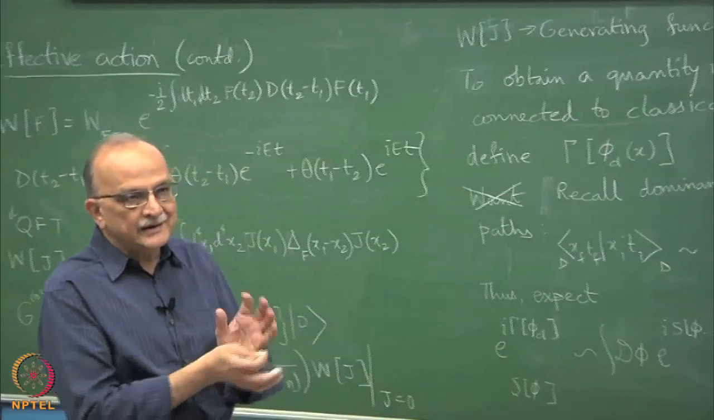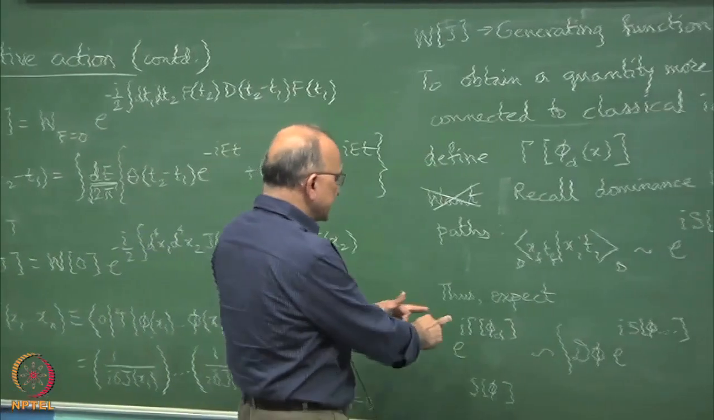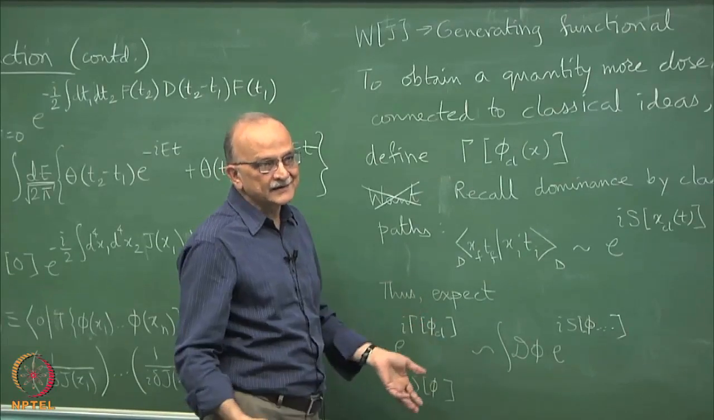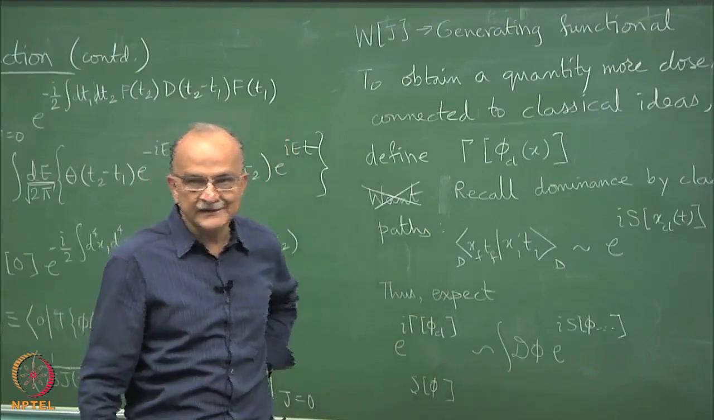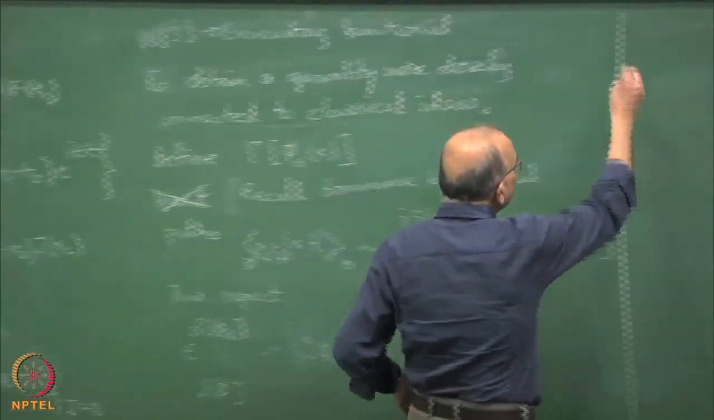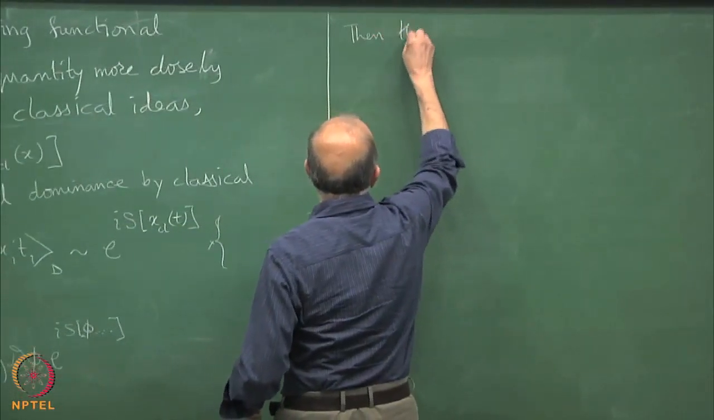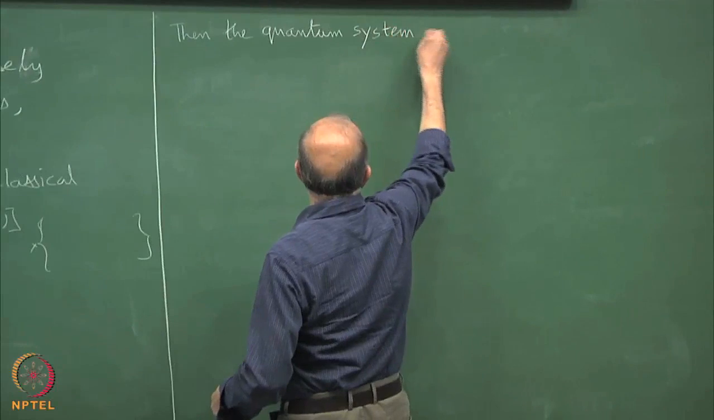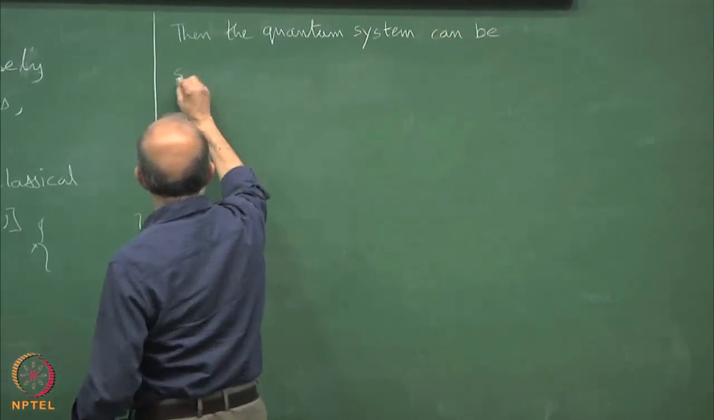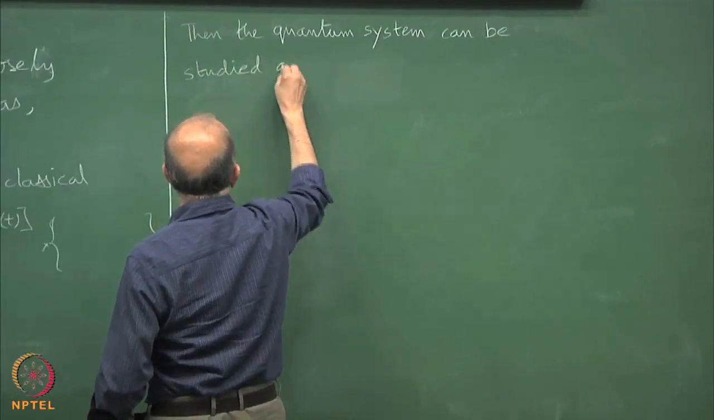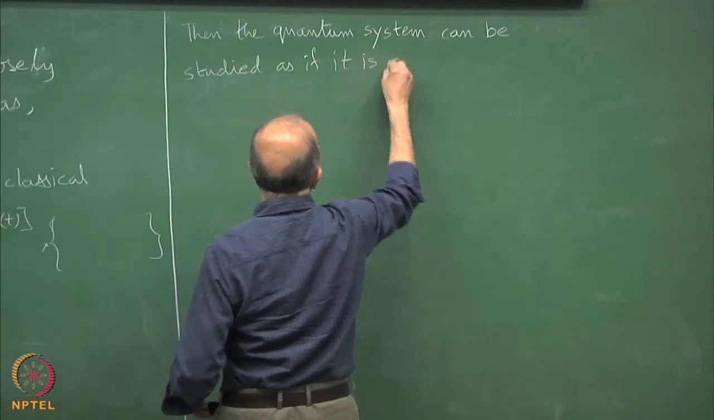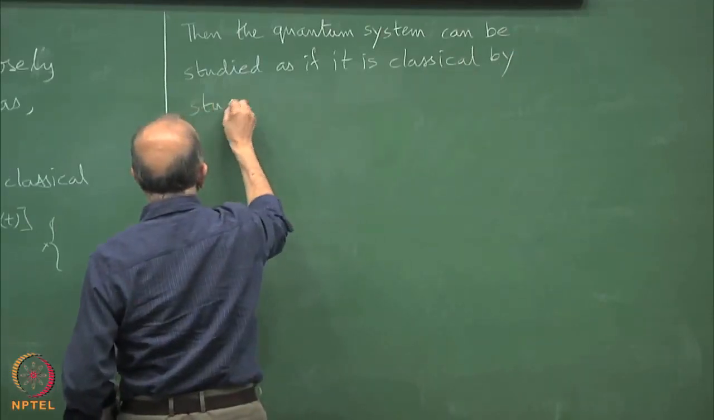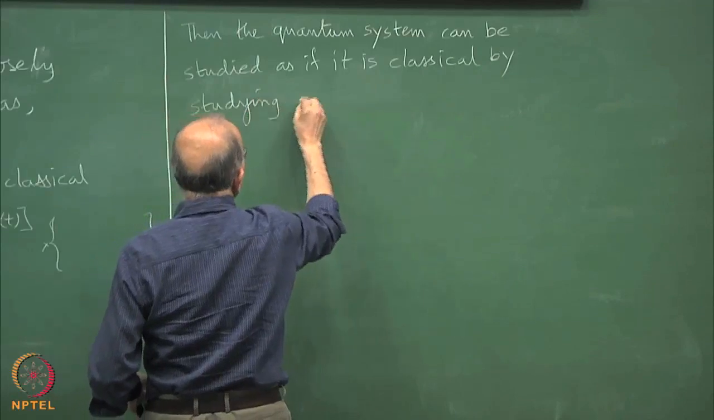It encapsulates in it the quantum effects, and the function gamma encapsulates all the quantum effects, so that now you can evolve this quantum system as if it is classical. You can study the quantum system as if it is classical by just varying, studying the Euler-Lagrange equation.